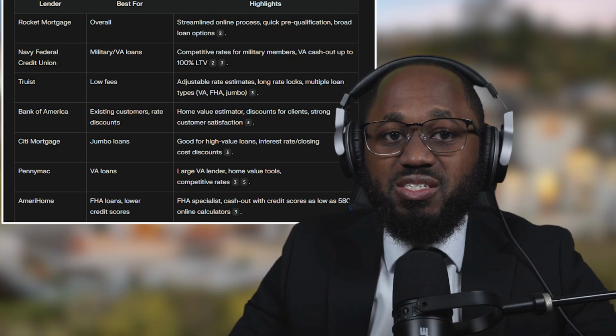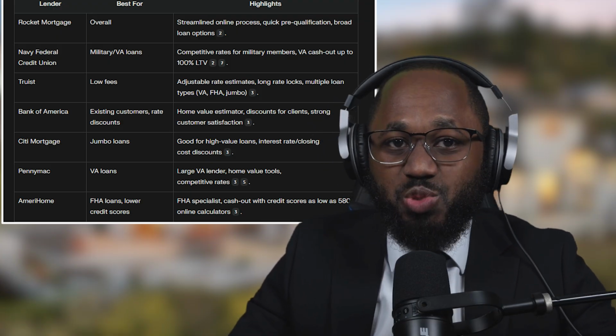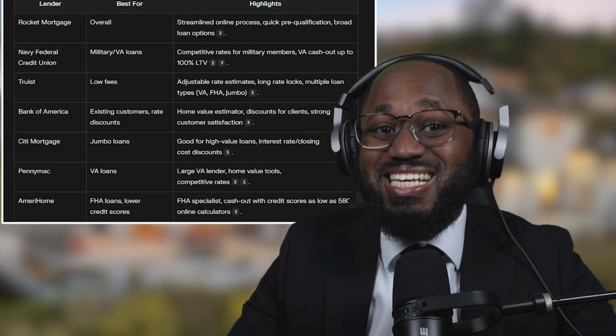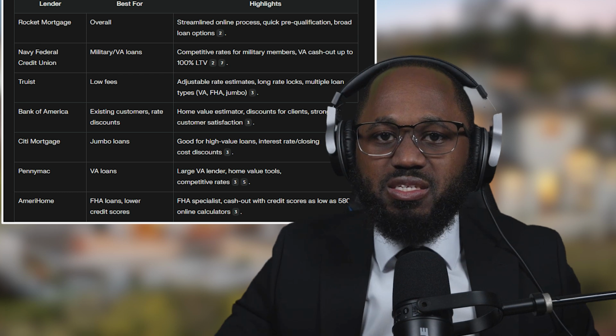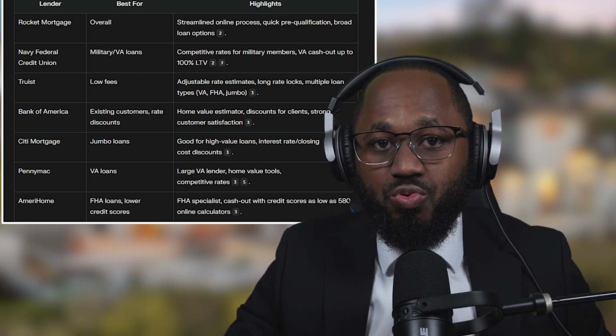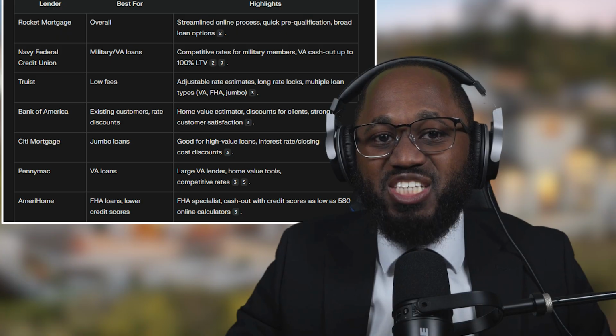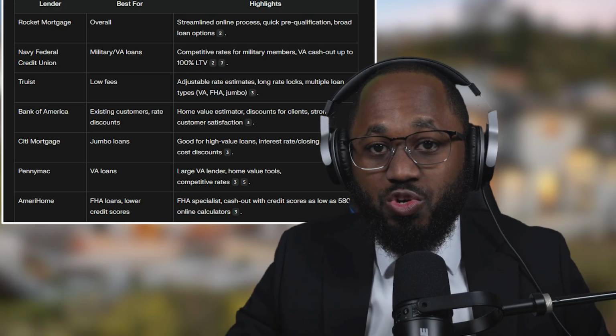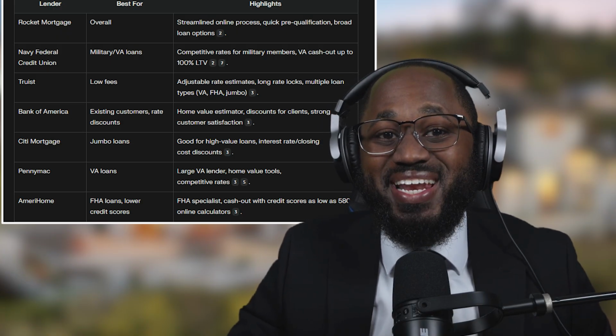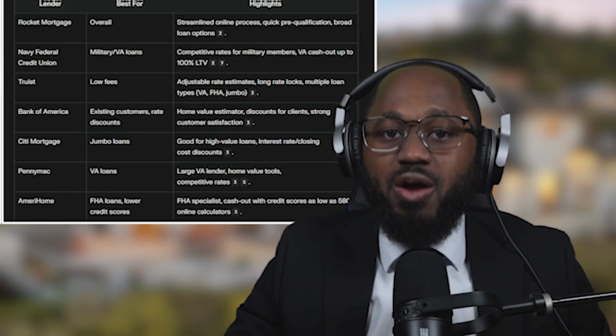CD Mortgage is next, good for high value loans, interest rate and closing cost discounts. PennyMac is next, a large VA lender, with home value tools and competitive rates. We have AmeriHome, which is an FHA specialist, cash out with credit scores as low as 580, and online calculators. Now, here are more tips to find the best lender for this strategy.